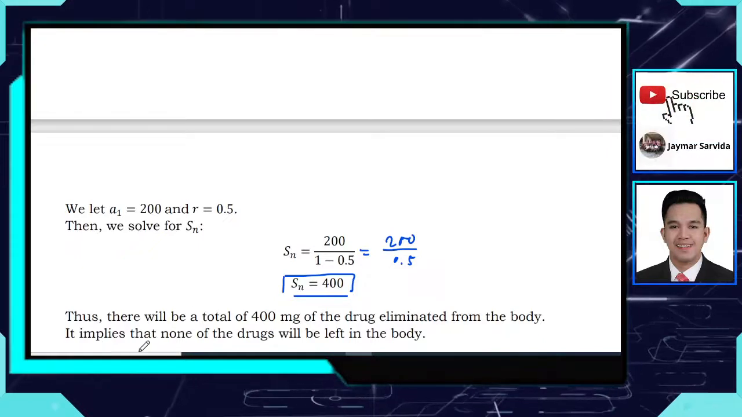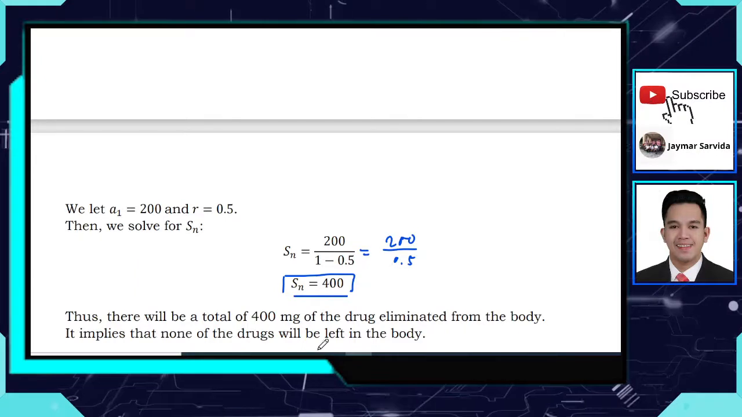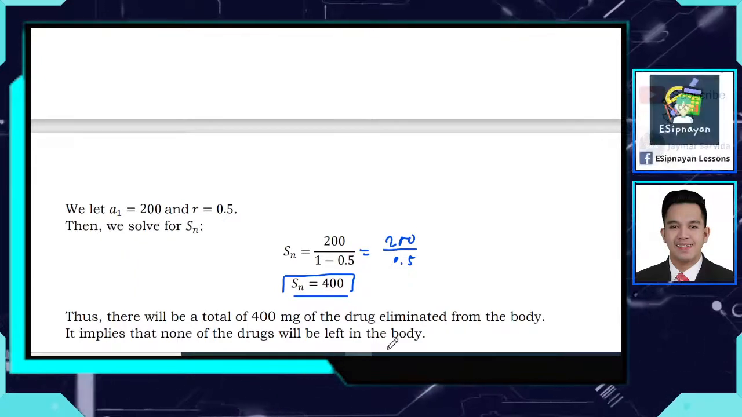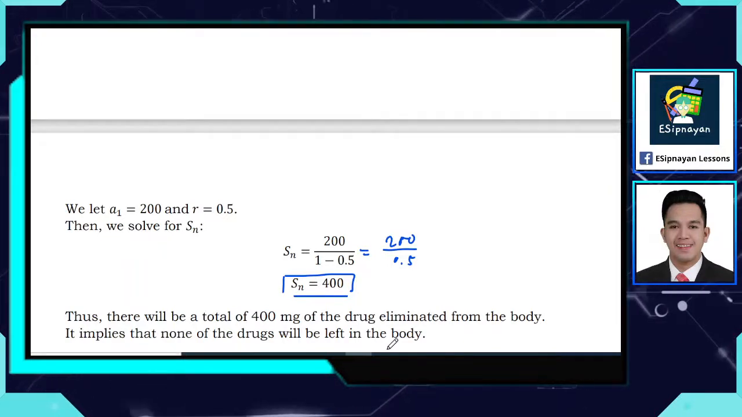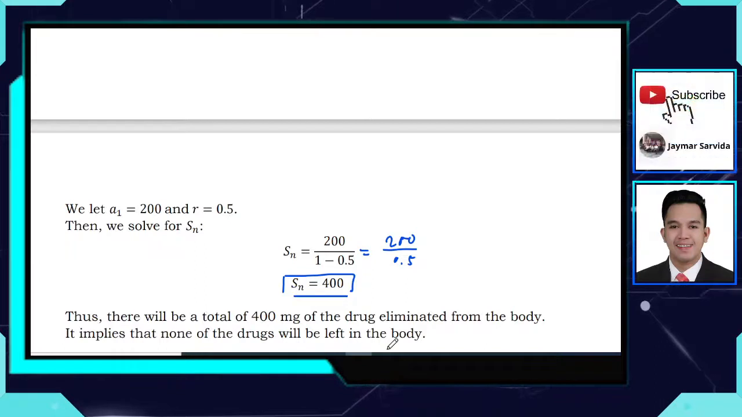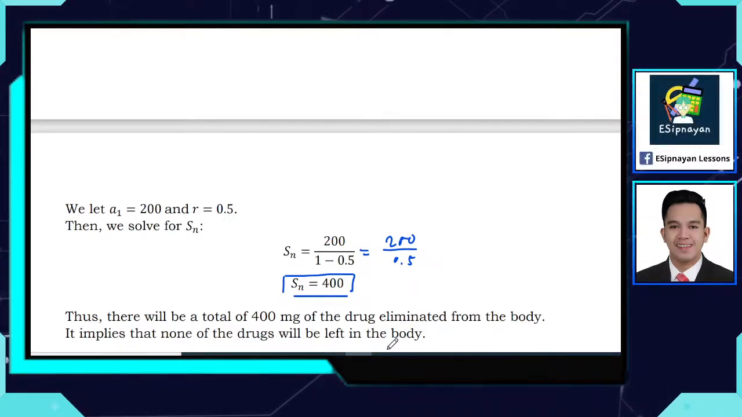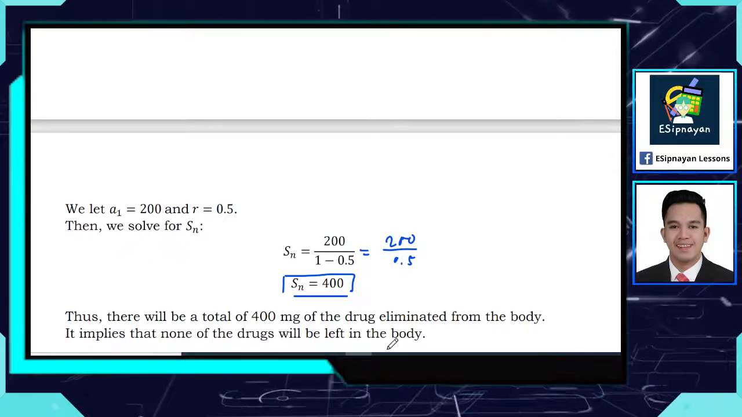So therefore wala ng drugs na matitira pa sa iyong katawan. So wala na siya. Ibig sabihin nun, yung gamot, hindi na epektibo. Hindi na epektibo yung gamot kasi nawala na yung drugs, yung na-eliminate na yung drugs dito sa bloodstream mo or sa katawan mo. So hindi na siya epektibo. It implies that none of the drugs will be left in the body. At kapag wala nang natira sa iyong katawan, hindi na siya epektibo.